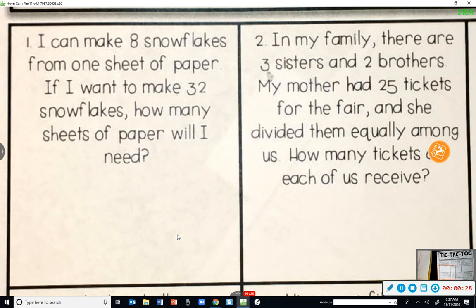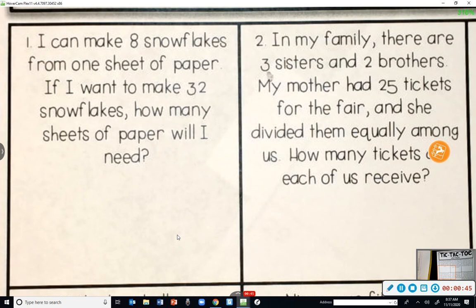So your job is to figure out, one, what am I supposed to do? What is it asking me to do? And then the second thing is, how are you going to solve it? Okay, we've learned a bunch of different strategies, okay? What's one strategy that we've learned?